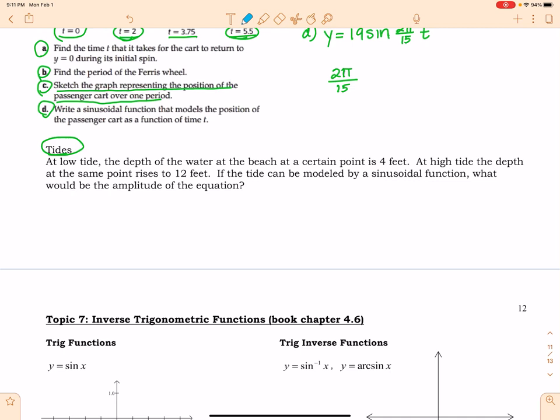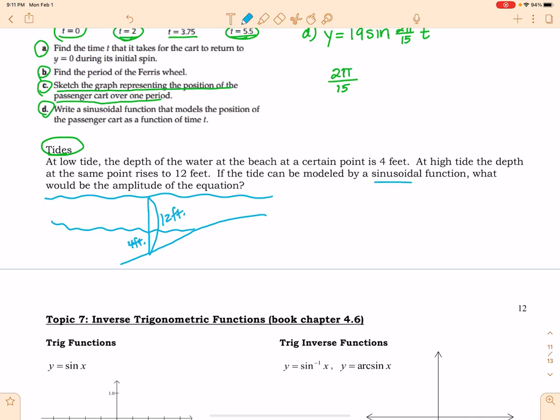Here's the beach, here's the water. At a certain point, it's 4 feet. At high tide, the depth at the same point rises to 12 feet. So the same point, now it's 12 feet. If the tide can be modeled by a sinusoidal function, what would the amplitude of the equation be? Let's look at this.